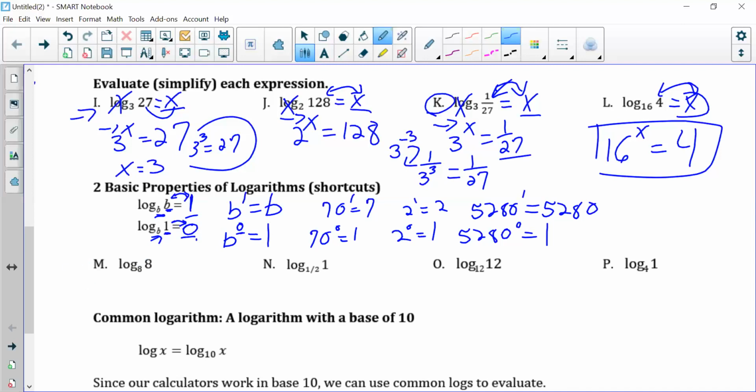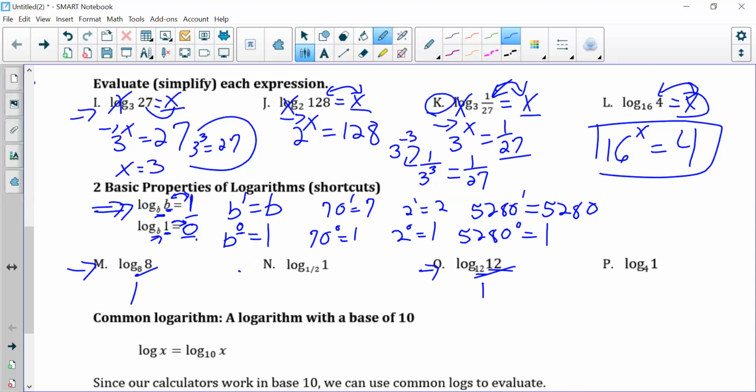All right, so let's look at M. The log base 8 of 8. Oh, our base and our y match. That's this rule. So my answer is 1. Look at O. The log base 12 of 12. Oh, my base and my y match. This property again, this answer is 1.